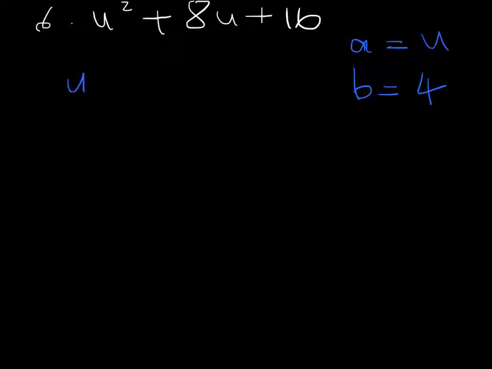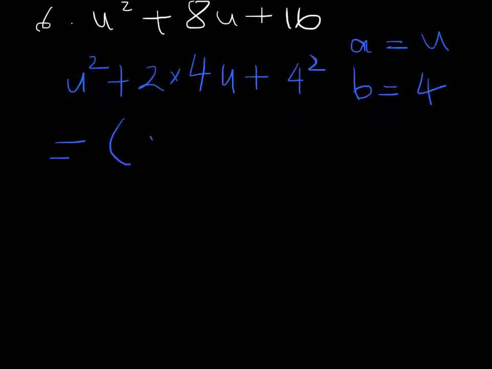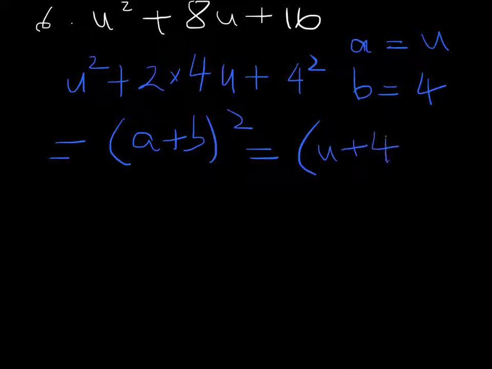So if I work it out, I've got u squared plus, if I make it 2 times, well, b is 4, times u, 2 times 4 is 8, plus, well, 16 is 4 squared, so I've got a squared, b squared, 2 times a times b, so that means it must be a plus b all squared, right, which means that in this instance, because a is u and b is 4, I've got u plus 4 squared. u squared plus 2 times 4 times u plus 16.